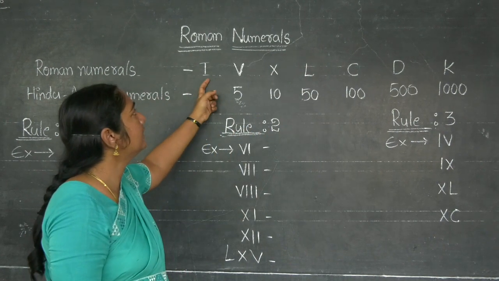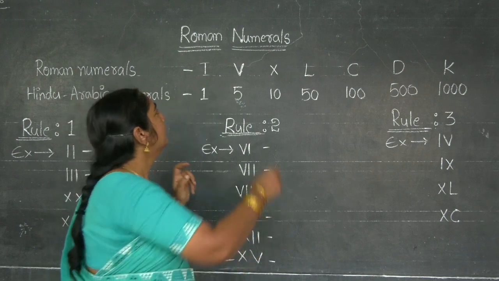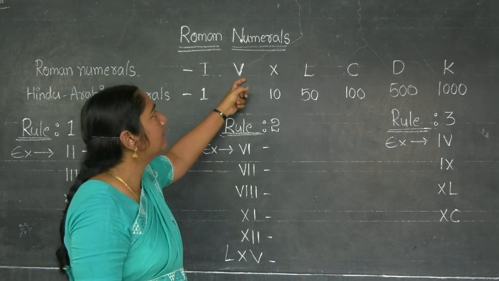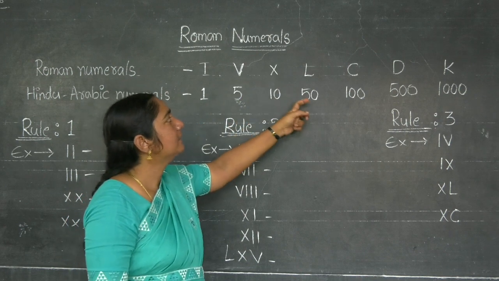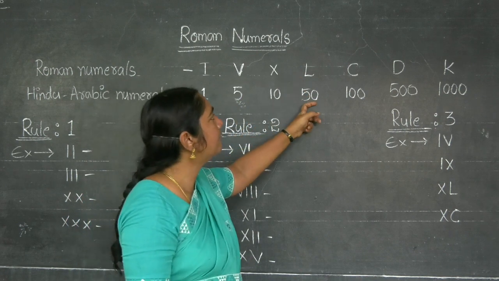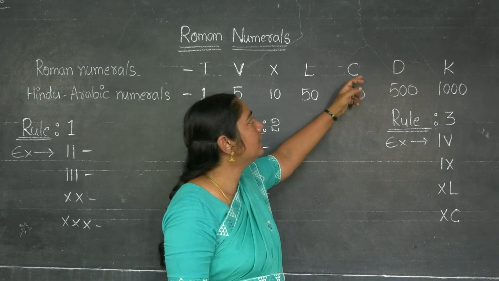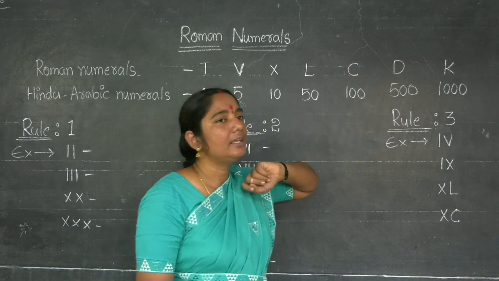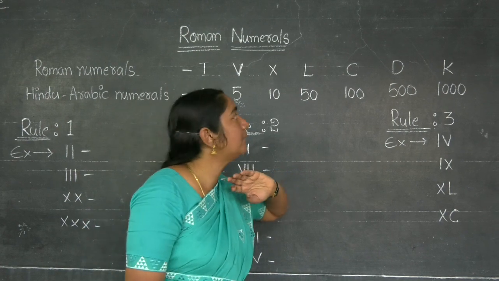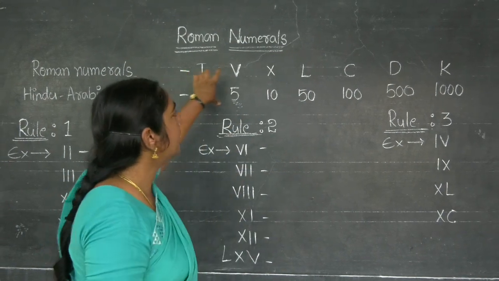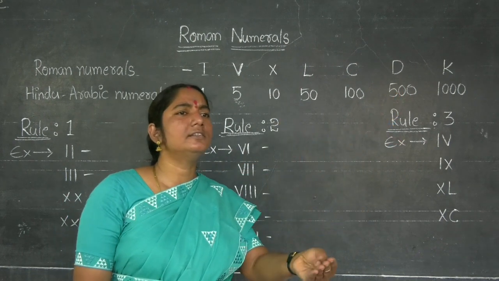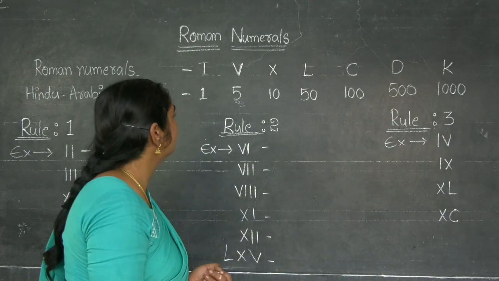See, 1 is represented by I. My dear friends, 5 is represented by V, 10 by X, by the English alphabets, 50 by L, 100 by C, 500 by D, 1000 by M. This you have to remember. This line you have to learn by heart. If you see it every day once, you can learn it by heart. It's not a big issue.